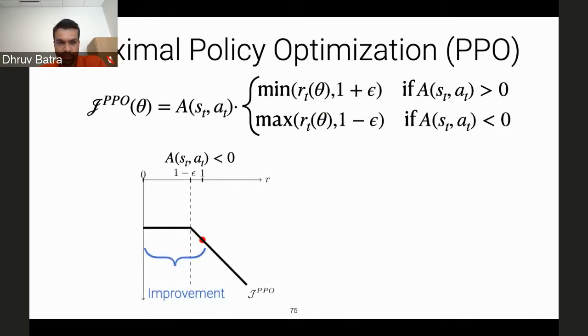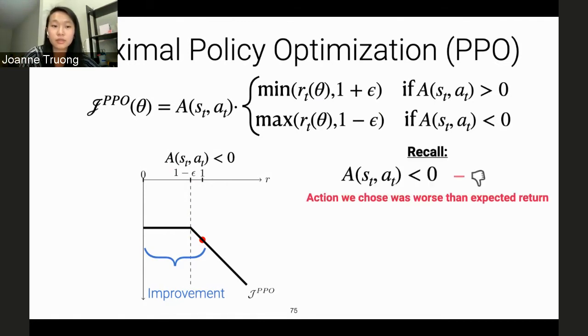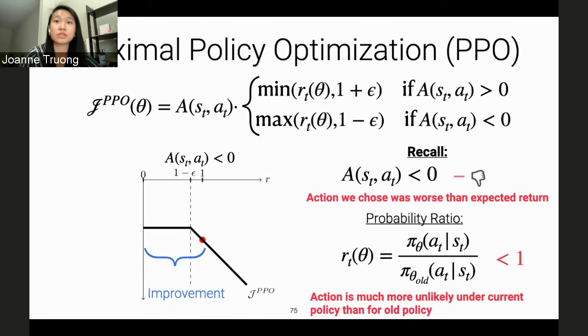Yep. So like Drew said, this is just the mirror image. So if we plot this for the same clipping behavior at 1 minus epsilon, again, this is the case where advantage is less than 0. So the action we chose was worse than the expected return. And this is also in the region where the probability ratio is less than 1. So that means the action is much more unlikely under the current policy than for the old policy. And here we similarly want to clip this behavior so that we don't decrease the probability of this action too much.